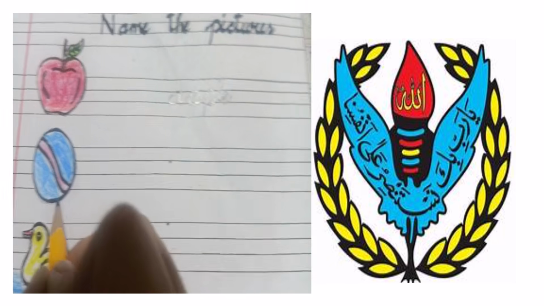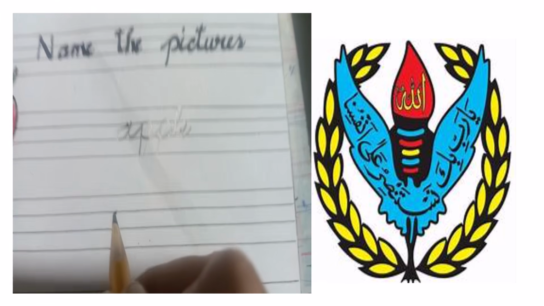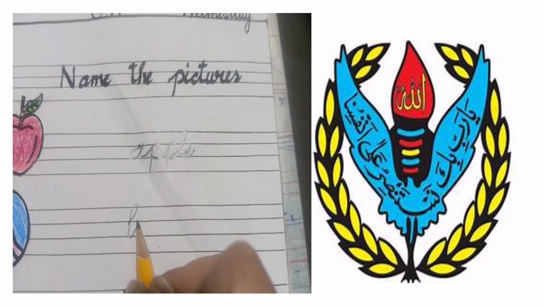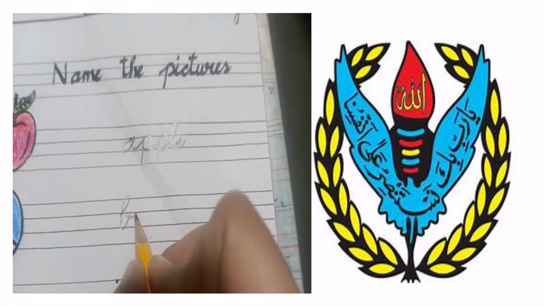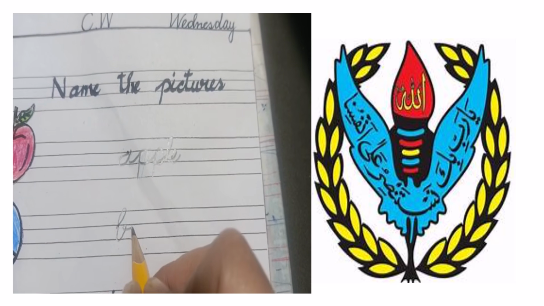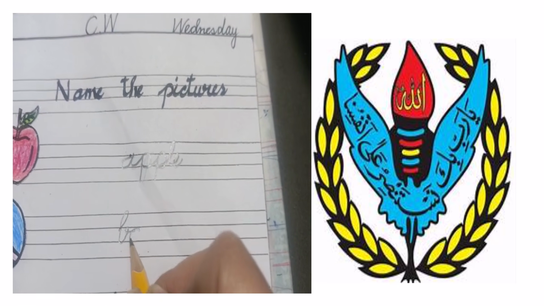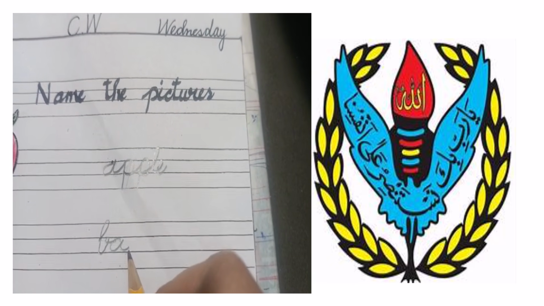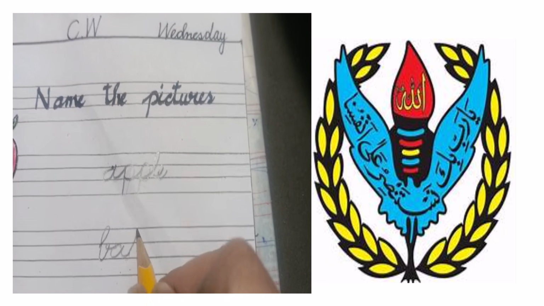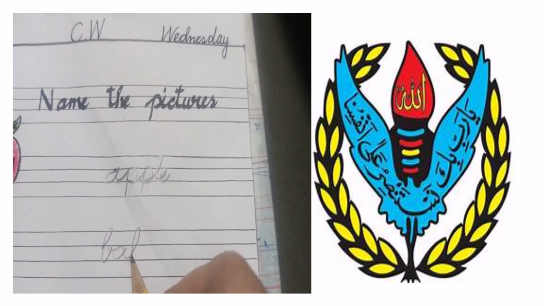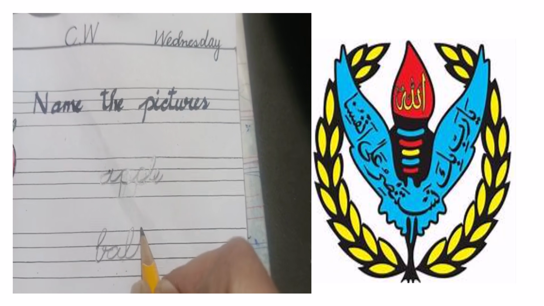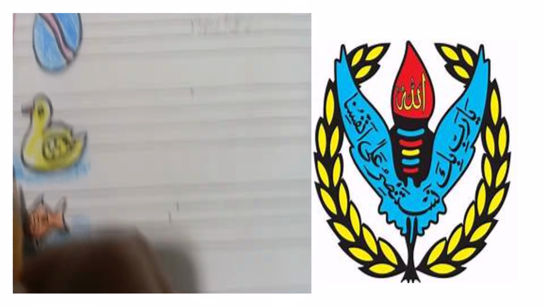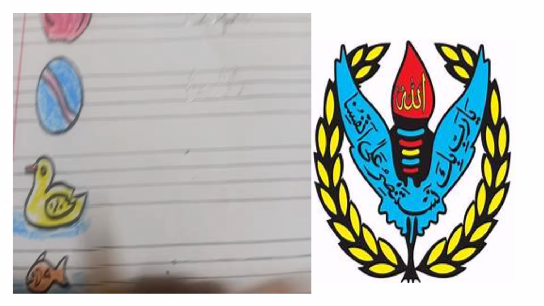The next picture is ball. We will start the line from this line, make a loop, go down, touch the cross line, make a small loop, and this line, make a small B like this with the connecting line, this tail, go up, touch the skyline, and make L. Again do this. This is ball.